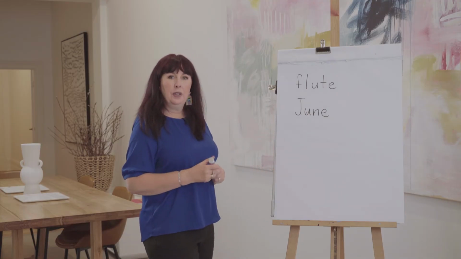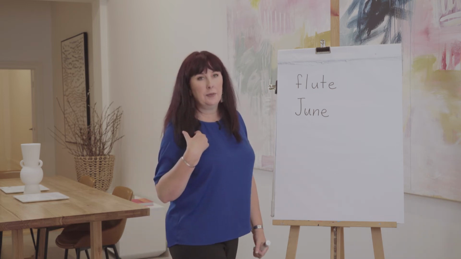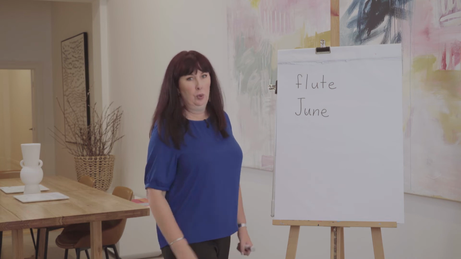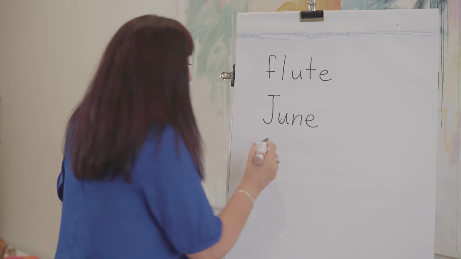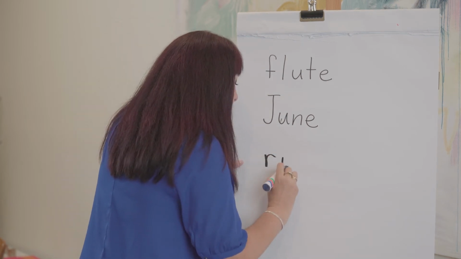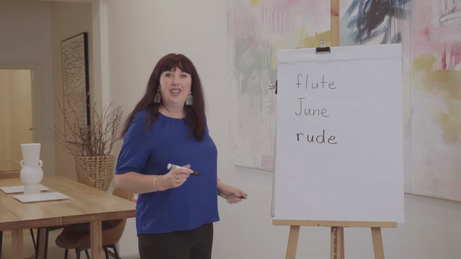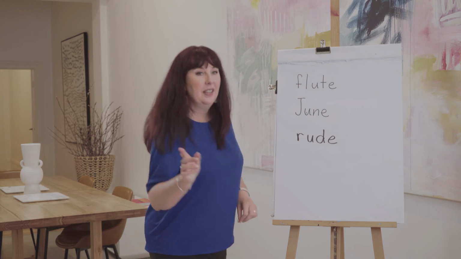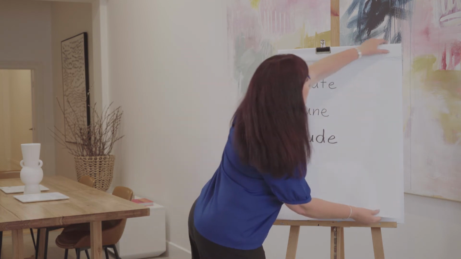And our last word is rude. Oh, so terribly rude. Say it with me as if someone's been rude. Rude. That's it. Can you shake your head like I did? Rude. Good job. Let's say the sounds. R, U, D. Rude. How did you go spelling those words? Did you do okay? It's time now for us to read a sentence that has these words in them.